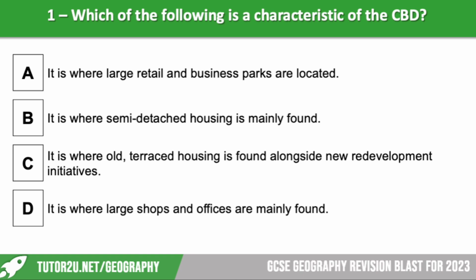So which of the following is a characteristic of the CBD? Okay, let's have a look. It is D, where large shops and offices are mainly found.